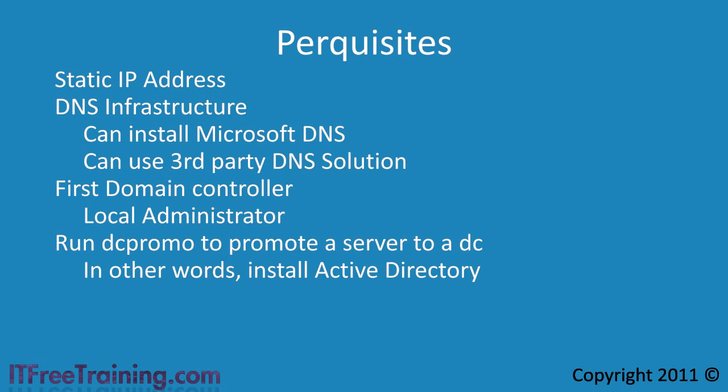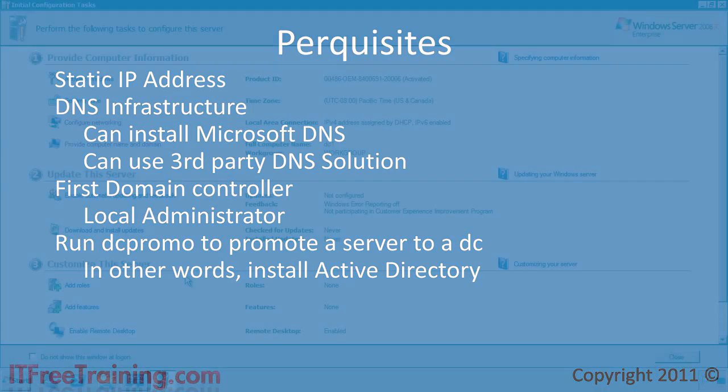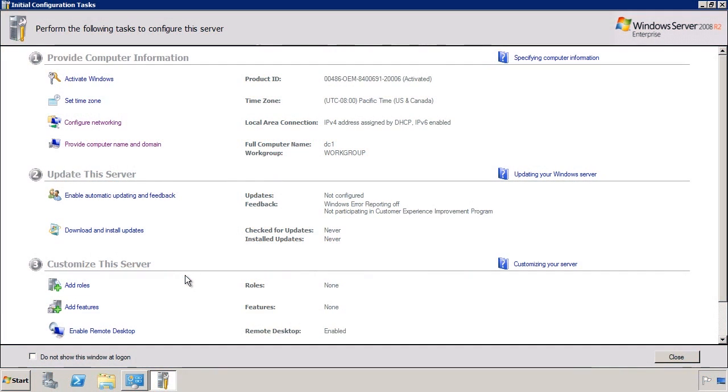I will now change to my Windows Server 2008 server to demonstrate the process of promoting a server to a domain controller. I have already installed a fresh, clean install of Windows Server 2008 R2 on this computer. When the server boots up for the first time, you will be presented with the initial configuration task screen. In order to make this server a domain controller, I first need to assign it a static IP address.